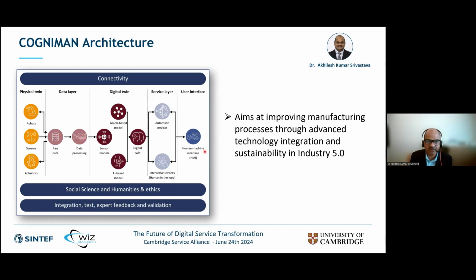So here is the architecture we plan to develop based on the learning from all these pilots. Since we are focusing more towards Industry 5.0, you can see we have a layer on social science and humanities and ethics here. Human-machine interface, we are also focusing on quite a lot. We are also dealing with pilots where human and robot can work together without creating any safety hazards. So that is also one of the focuses here in this project.